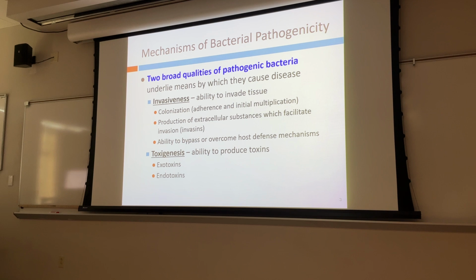Ability to bypass or overcome host defense mechanisms. We'll talk about that a lot as we go through. But maybe something like we've already talked about, like a capsule. Well, maybe that makes a bacterial cell so big that the macrophage can't engulf it. Or maybe the macrophage takes it up and the capsule protects it from being broken down. Or it makes some kind of virulence factor where it hangs out in the phagosome but prevents the phagosome and the lysosome from fusing.